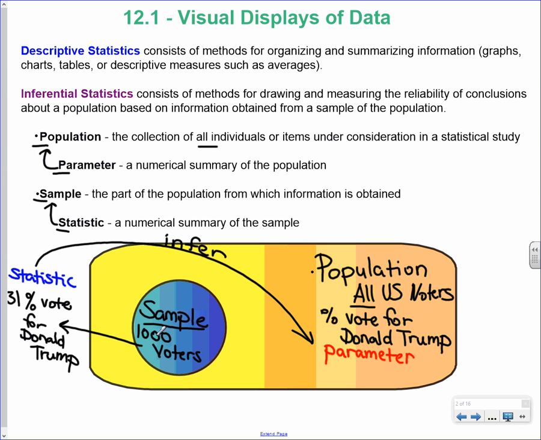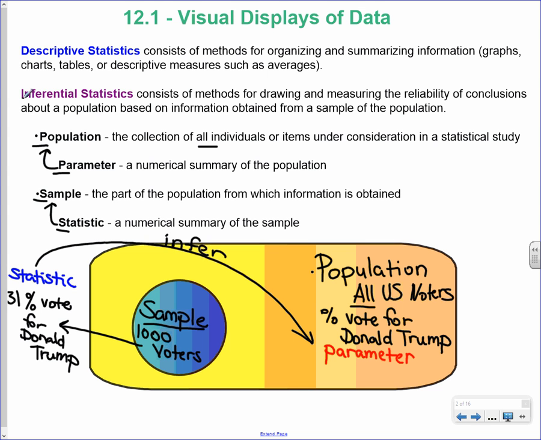From those 1,000 voters, we're going to ask them, are you going to vote for Donald Trump or not? And then we calculate a statistic. So let's say we ask them that and we find out that 31% of our sample said they're going to vote for Donald Trump. So that is our statistic. That is the data that came from our sample, so that's why it's called a statistic.